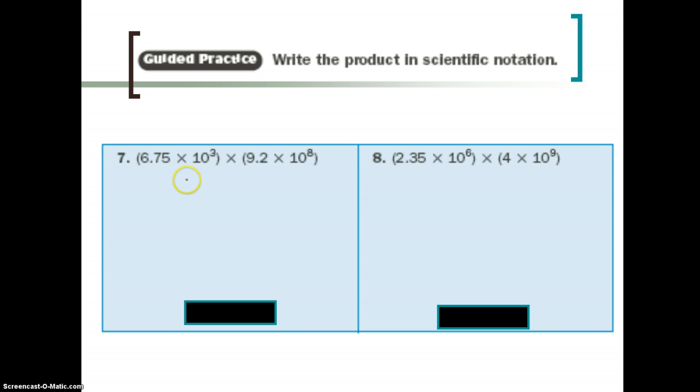Go ahead and try these two problems. Remember to move the decimals next to each other and move the powers next to each other. Pause the video at this time.